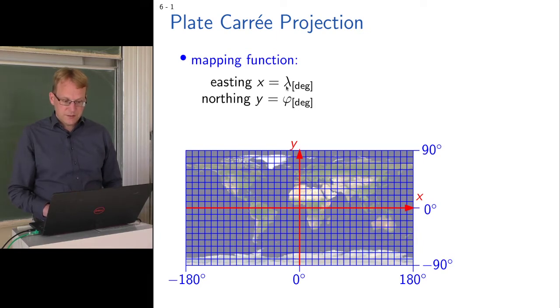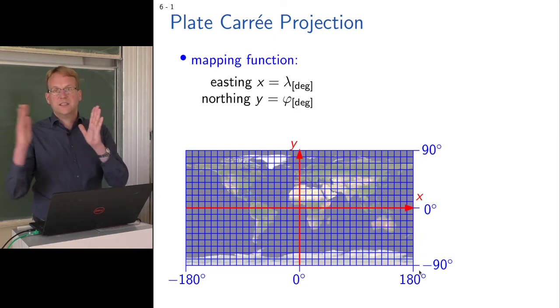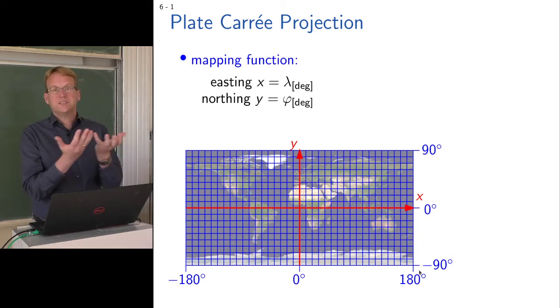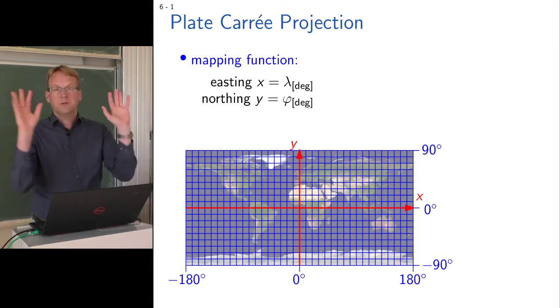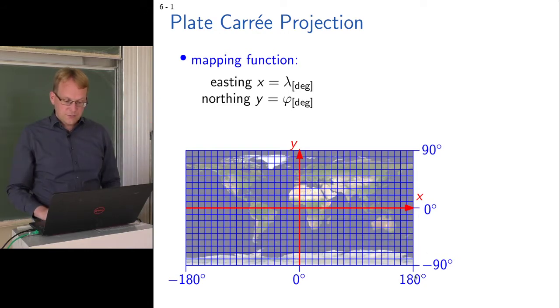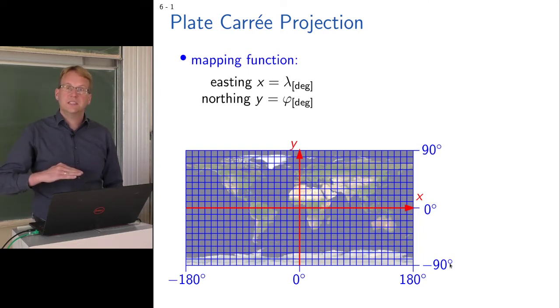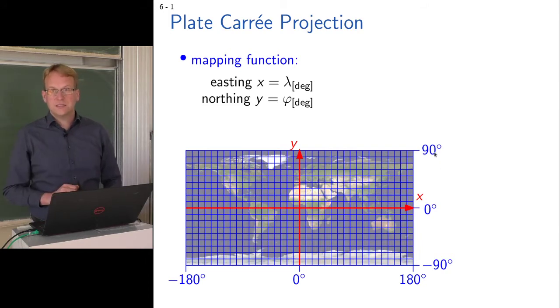Here I'm assuming that this lambda and phi are measured in degrees. So accordingly you will have this coordinate system here from minus 180 degrees to plus 180 degrees. That is just in total 360 degrees. It's the whole perimeter of the Earth. And of course here we have the South Pole at minus 90 degrees latitude and the North Pole at plus 90 degrees latitude. Okay, so that is fairly easy.